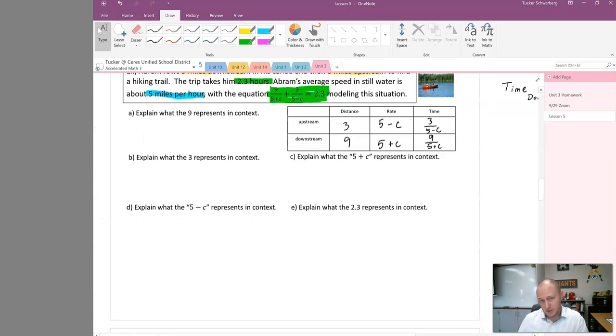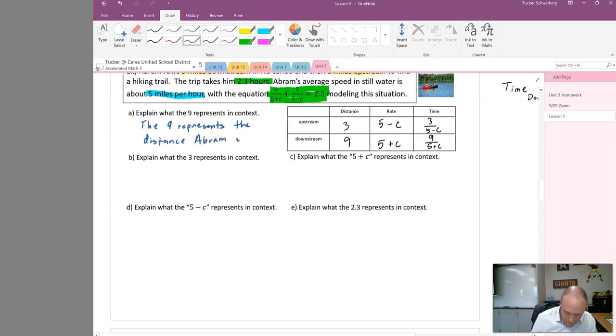Now they're going to ask us some interpreting questions, and some of these are pretty easy. Explain what the 9 represents in context. Well, we can say the 9 represents the distance Abram went, in this case downstream. Part B, explain what the 3 represents in context. The 3, which is here, represents the distance Abram went upstream.